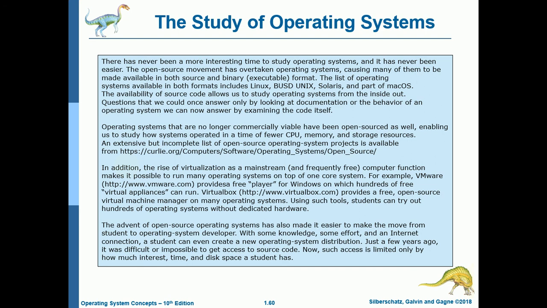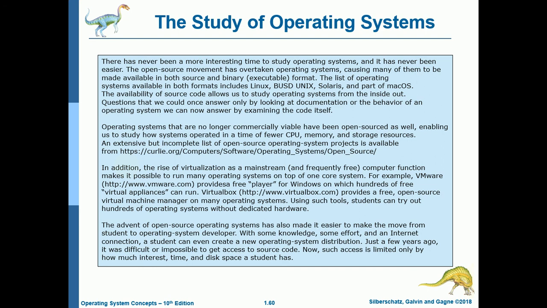For example, VMware provides a free player for Windows on which hundreds of free virtual appliances can run. VirtualBox provides a free open source virtual machine manager on many operating systems. Using such tools, students can try out hundreds of operating systems without dedicated hardware. So that is actually the advantage of using virtualization software. You do not need to buy specific hardware to run that particular OS.